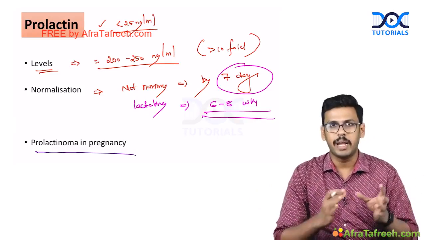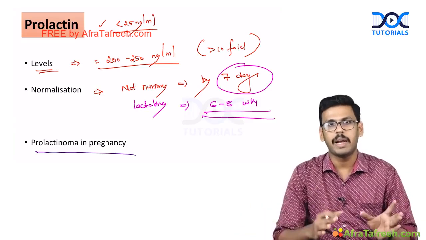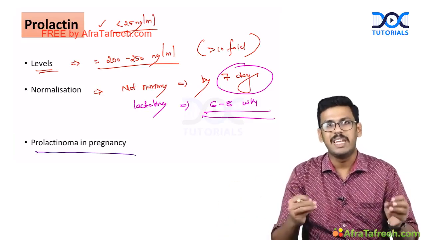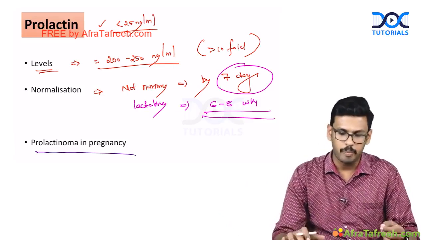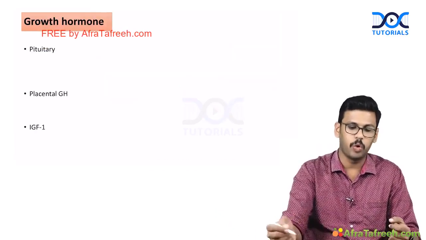And also MRI with contrast is contraindicated. If at all you need to take an imaging, CT is contraindicated. MRI with contrast is also contraindicated. Only plain MRI is taken during pregnancy. Now, what happens to growth hormone?